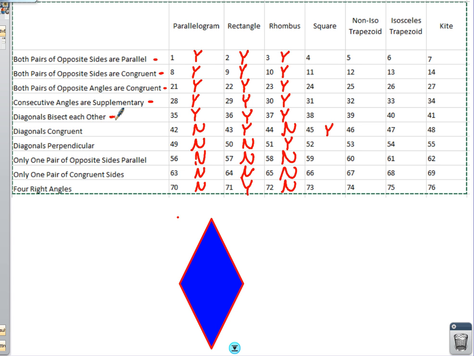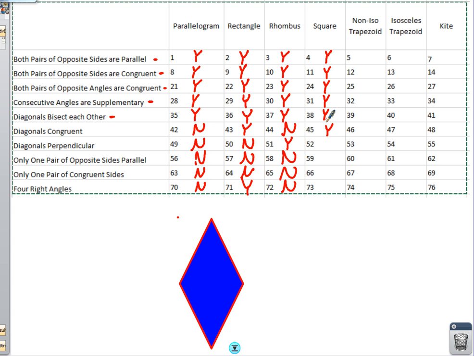Those are the characteristics of a parallelogram. So since you see all the yeses, since a rectangle is a parallelogram, a rhombus is a parallelogram, and a square is a parallelogram, you know that all 5 of those first ones are going to be yeses. They're all parallelograms.